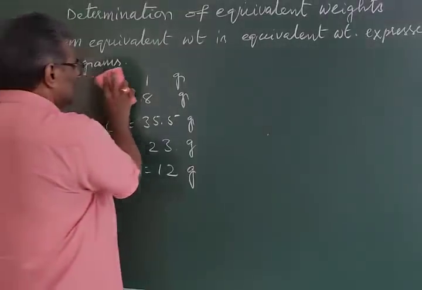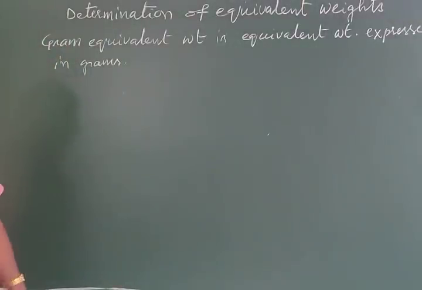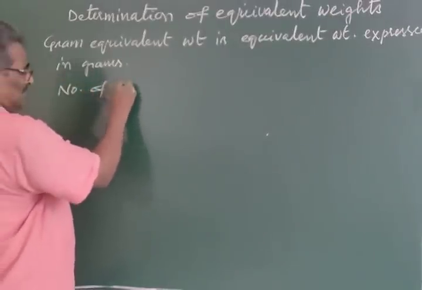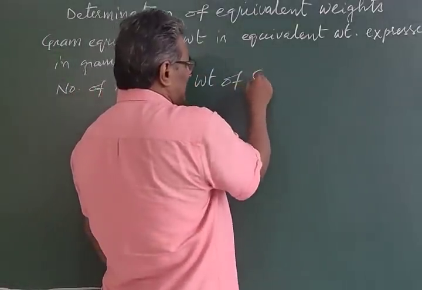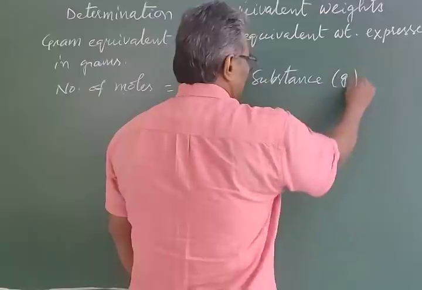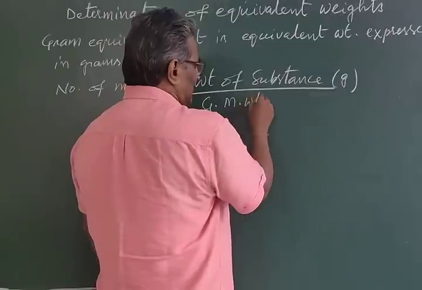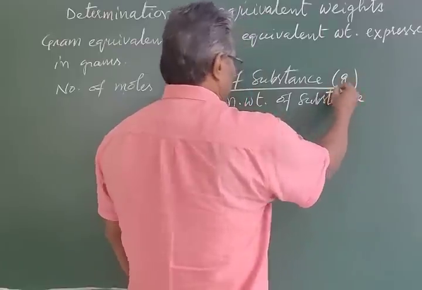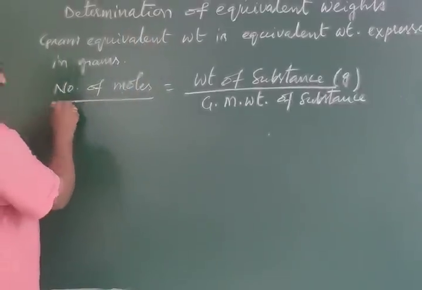Okay? The next one is the number of gram equivalents. This is just like the number of moles. You know that the number of moles is equal to the weight of substance in grams. What is substance here? An element or compound. Weight of substance in grams divided by the gram molecular weight of substance. This represents the number of moles.